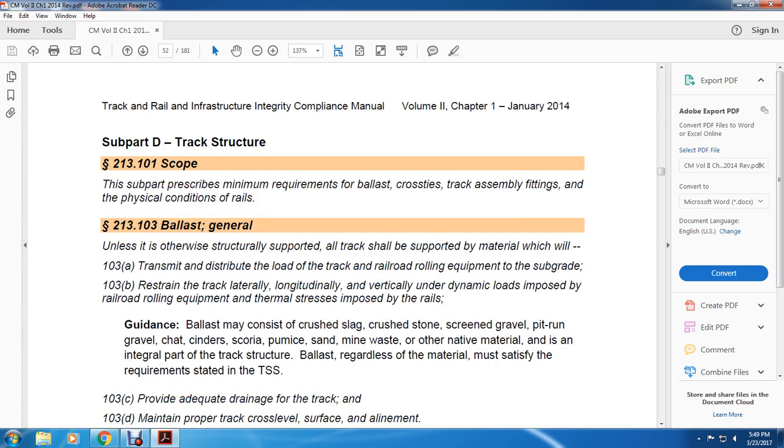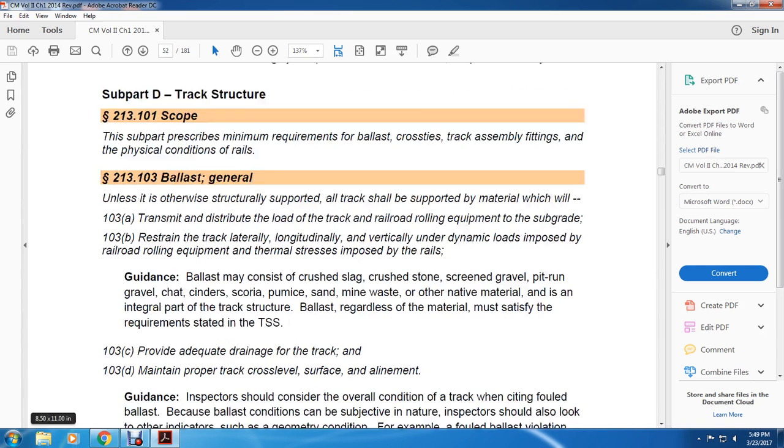Guidance: ballast may consist of crushed slag, crushed stone, screenings, gravel, pit run gravel, chat, cinders, scoria, pumice, sand, mine waste, or other native material that is an integral part of the track structure. Ballast, regardless of the material, must satisfy the requirements of the track safety standards: 103C, be provided with adequate drainage for the track; 103D, maintain proper track cross level, surface, and alignment.